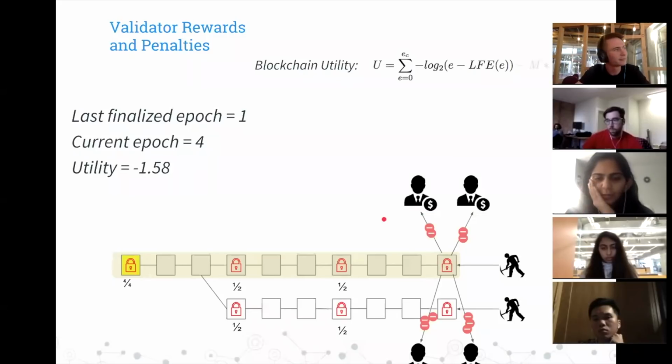Real quick, a follow-up question. You mentioned earlier that one of the chains would get penalized more. So in the case of a 50-50 split, how do you decide which one gets penalized more?